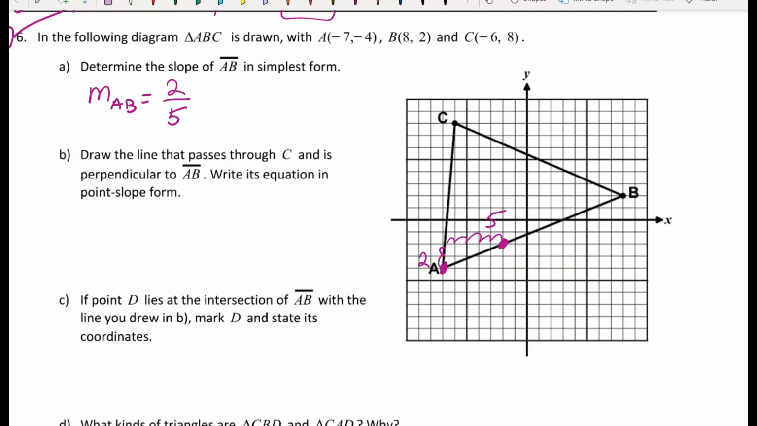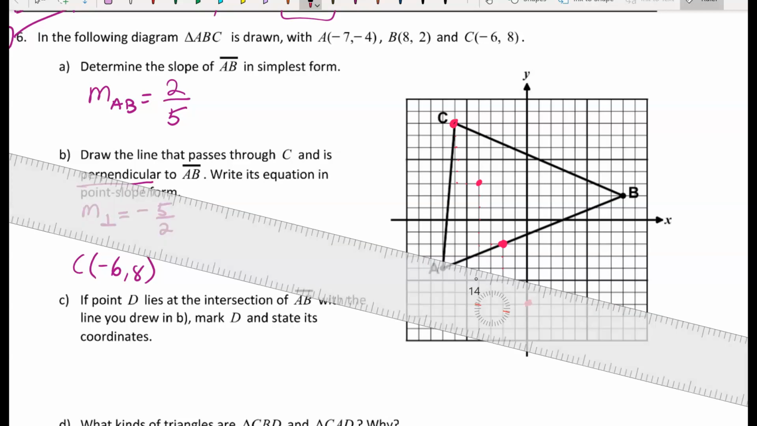Draw the line that passes through C and is perpendicular to AB. So remember, to find the perpendicular slope, I need to flip the fraction and change the sign, because perpendicular lines have negative reciprocal slopes. And it wants it to pass through point C, which is that (-6, 8) they've already plotted for us. So I'm going to go up to C and apply that slope by counting. I'm going to go down 5, because it's a negative slope, 1, 2, 3, 4, 5, over 2. And I'll do it again, and one more time.